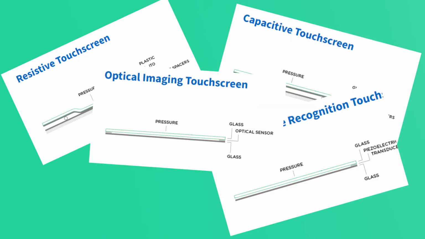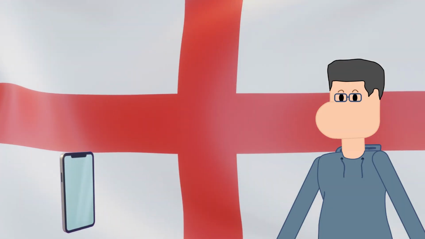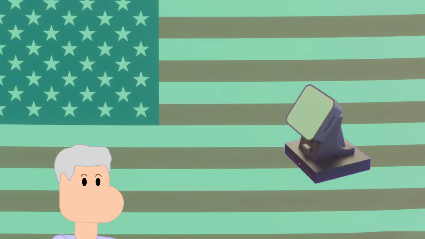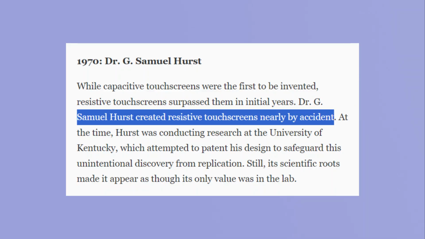Now you are probably asking, what the heck is he talking about? There are two types of touchscreens. Well, not really. But for now, let's say there are only two, the resistive and capacitive touchscreens. Even though my boy Johnson first came up with the capacitive touchscreens, resistive touchscreens surpassed them, which were invented in the USA by a G named Samuel Hirst, which was almost an accident.